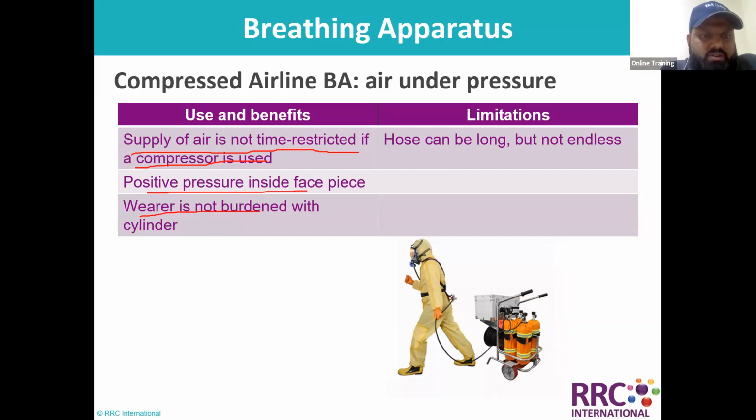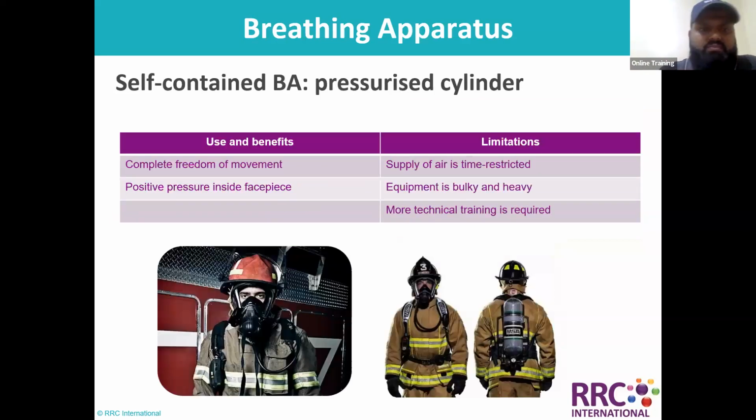Next, wearers are not burdened with the cylinder. Cylinders are trolley mounted or could be placed somewhere, but you have a long hose with you. The bad thing about it is that the hose can be long but not endless. 20 meters, let's say, but of course after 20 meters it would end. Second important thing, if a bend comes in the hose, you would not have any air to breathe. Third important thing, if there is a crack, then it would be ineffective.